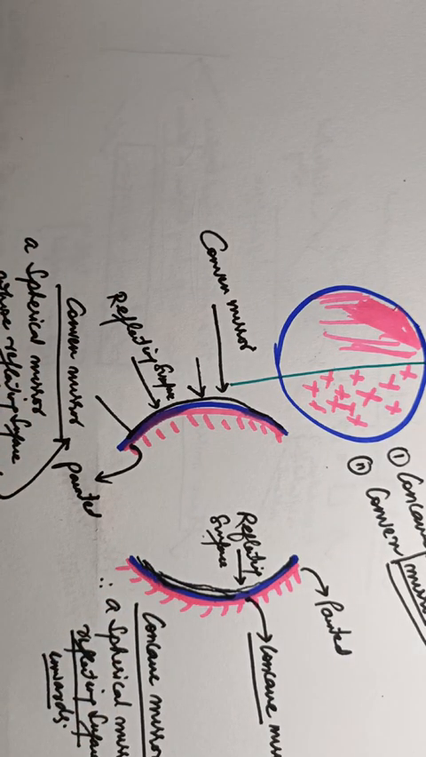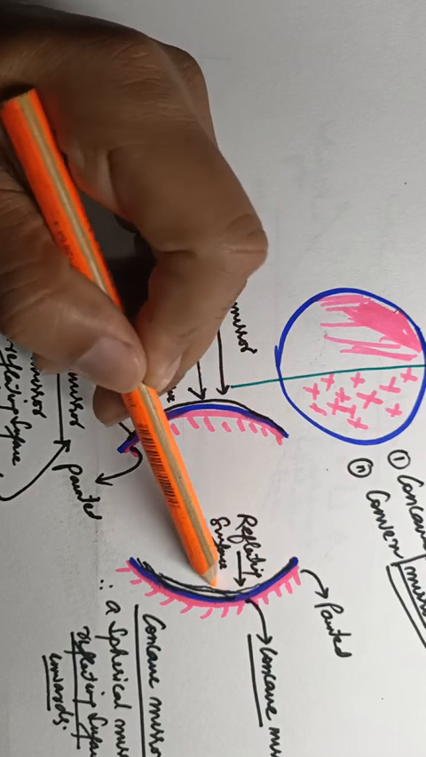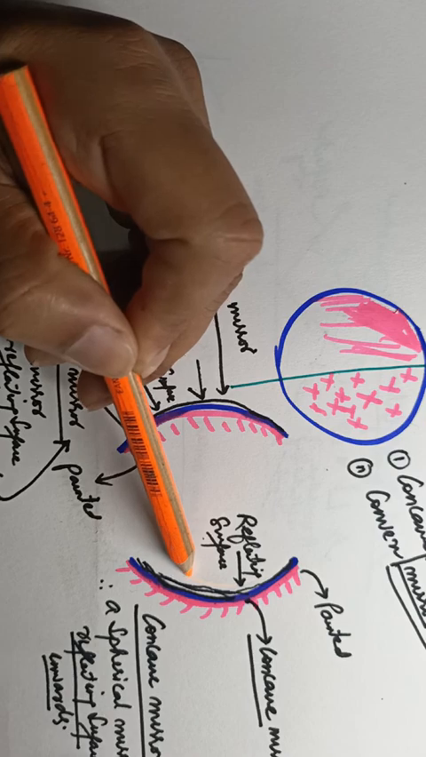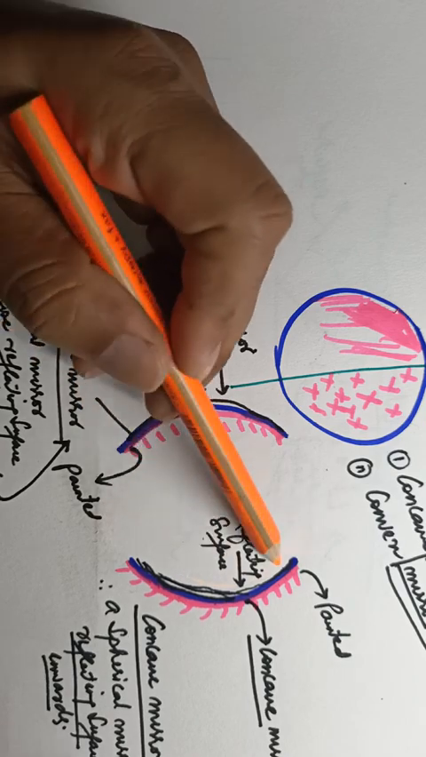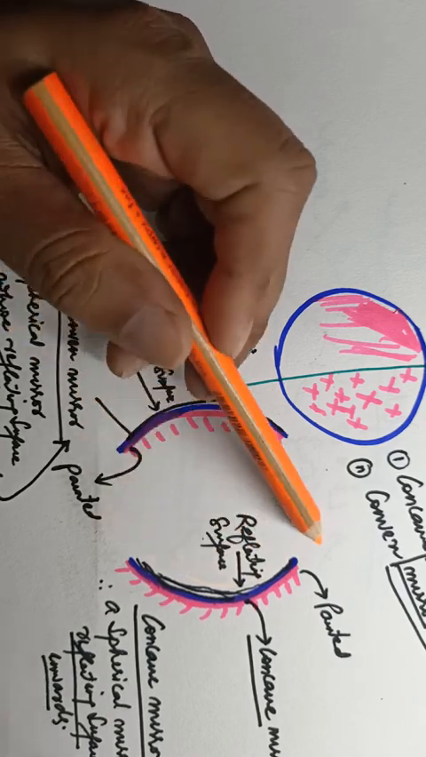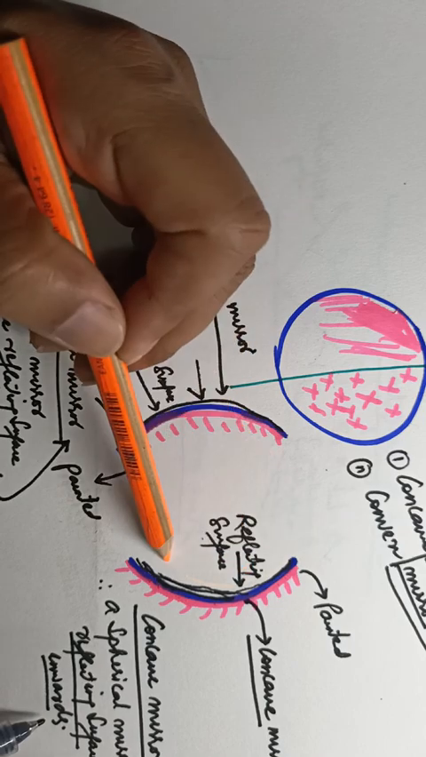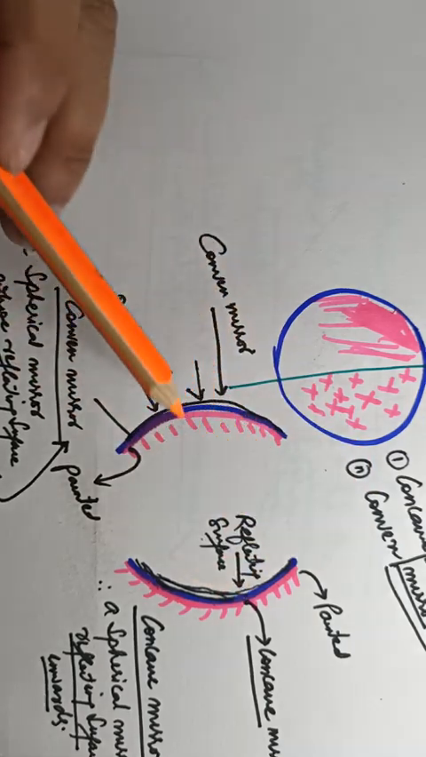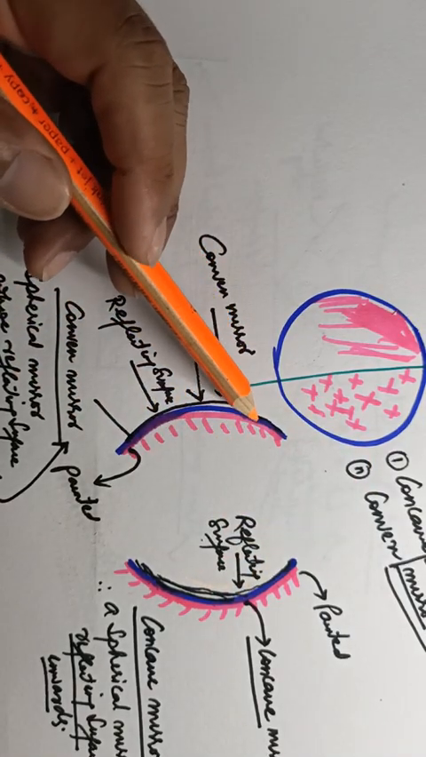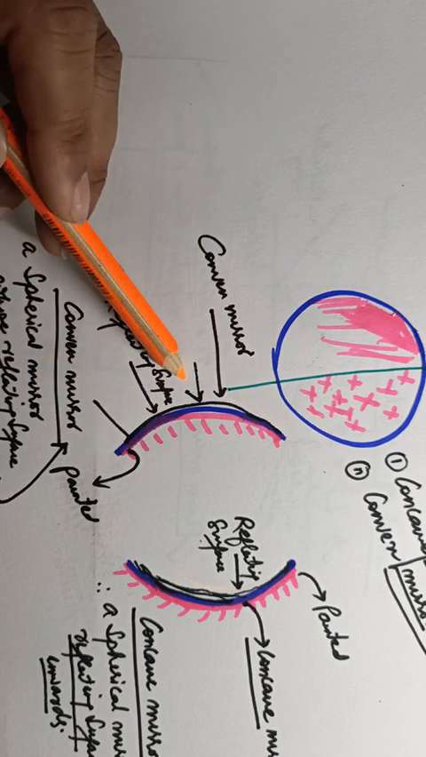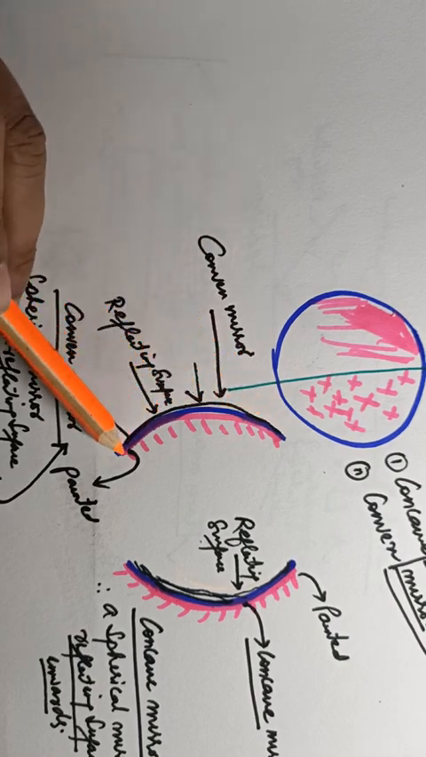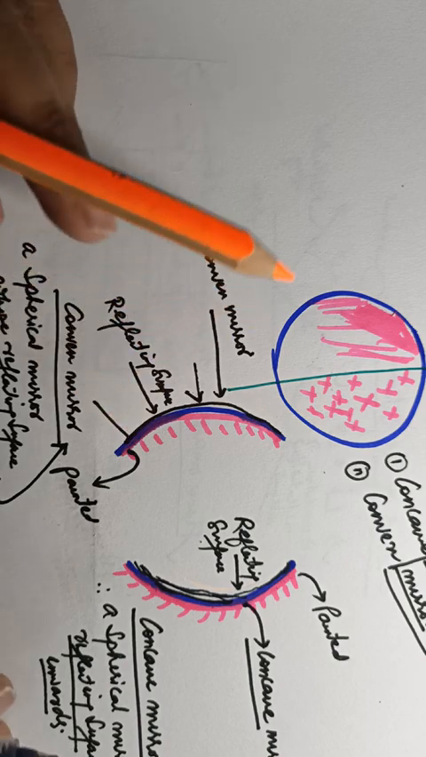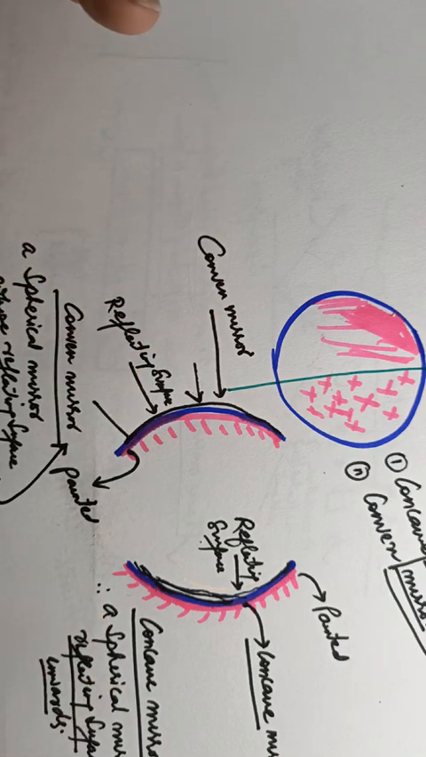Concave mirror: a spherical mirror whose reflecting surface is bending inward is called as a concave mirror. A spherical mirror whose reflecting surface is bending outward is called as a convex mirror.